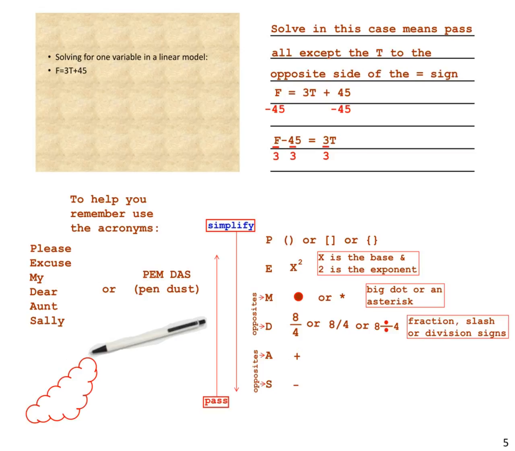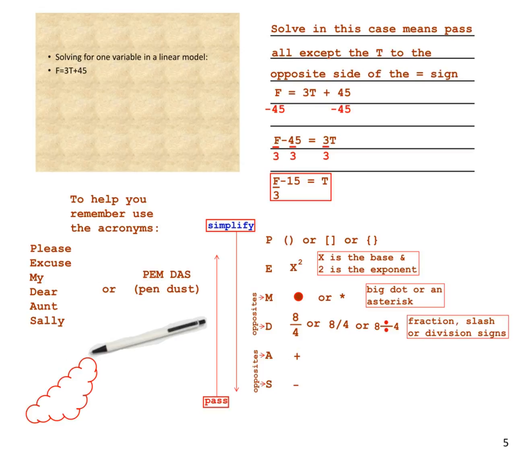3 divided by 3 cancels out. F divided by 3 we can't simplify. But negative 45 divided by 3 will give us 15. And that'll be negative divided by a positive, still negative. So negative 15. So overall we have F divided by 3 minus 15 equals T now left over. Do note the 3's cancel out on the right side. So that would be our final solution or final expression in this case.